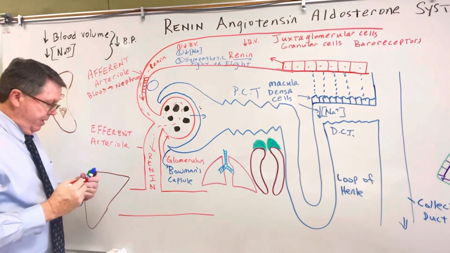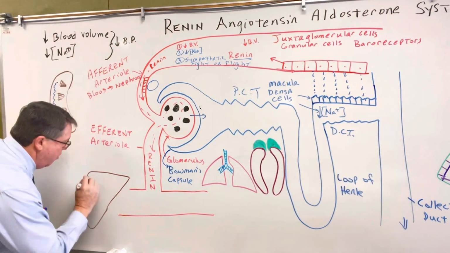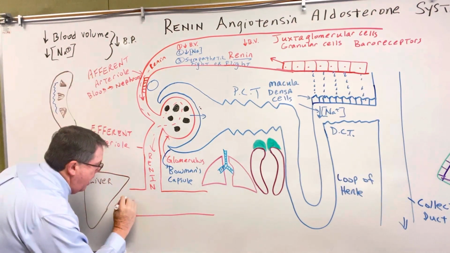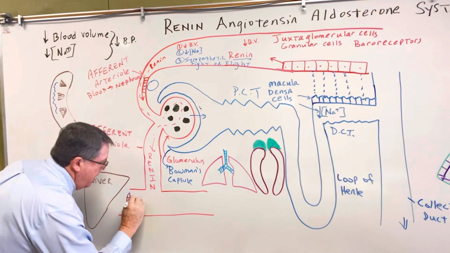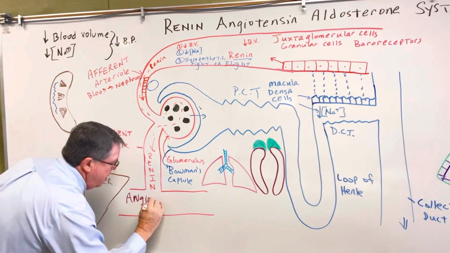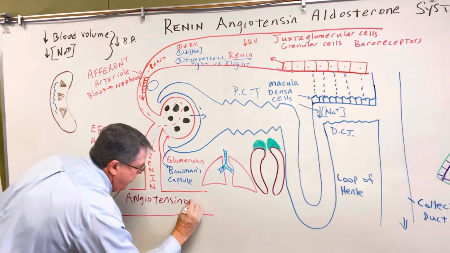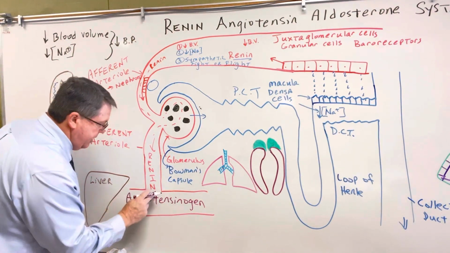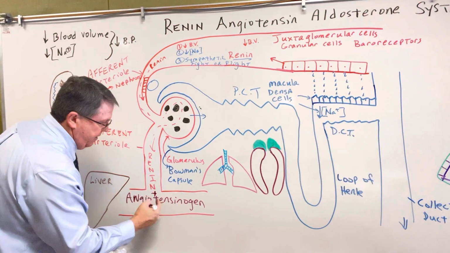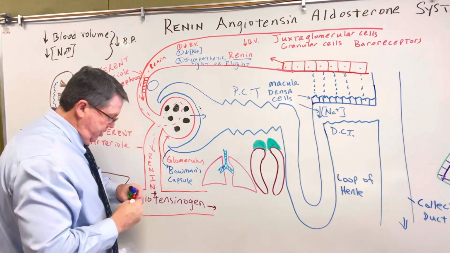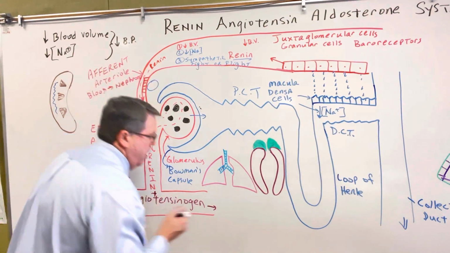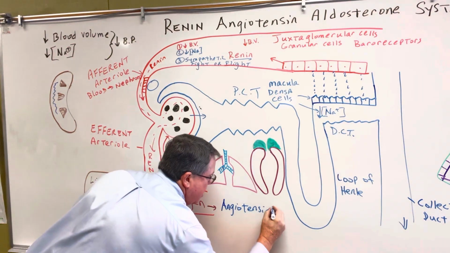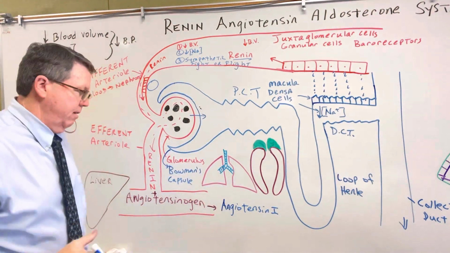And eventually the liver is going to secrete a substance that we are going to call angiotensinogen. So when I get the renin with the angiotensinogen, this is an add sign, I'm adding this to this. I am going to end up with a substance called angiotensin 1. Now, angiotensin 1 does not really have a big role in doing anything.